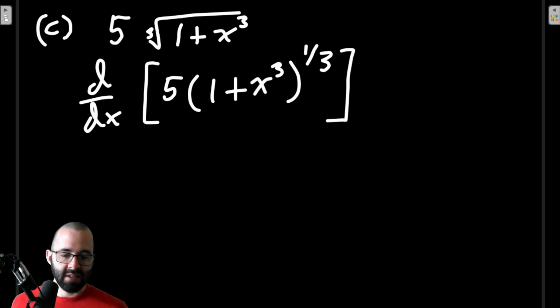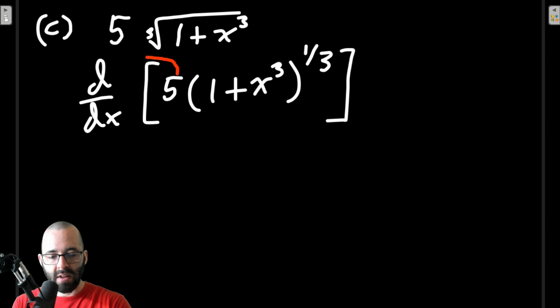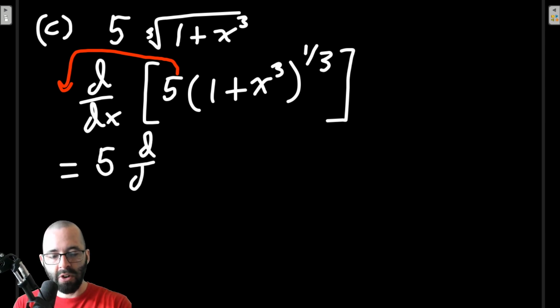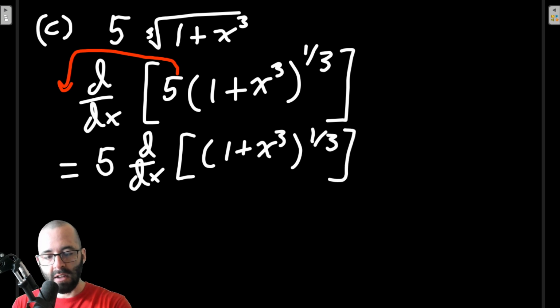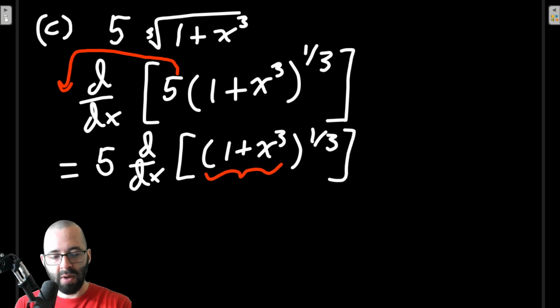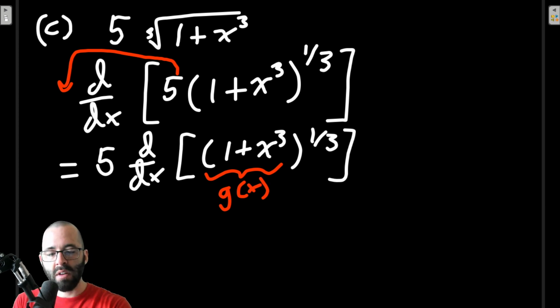And now we've got a couple things going on. We're going to use the constant multiple rule, since we have a constant getting multiplied. Let's move that out in front. This is going to become 5 times the derivative with respect to x of 1 plus x cubed to the 1/3. And again, just like before, this right here is our g of x. We have g of x raised to the 1/3 power.